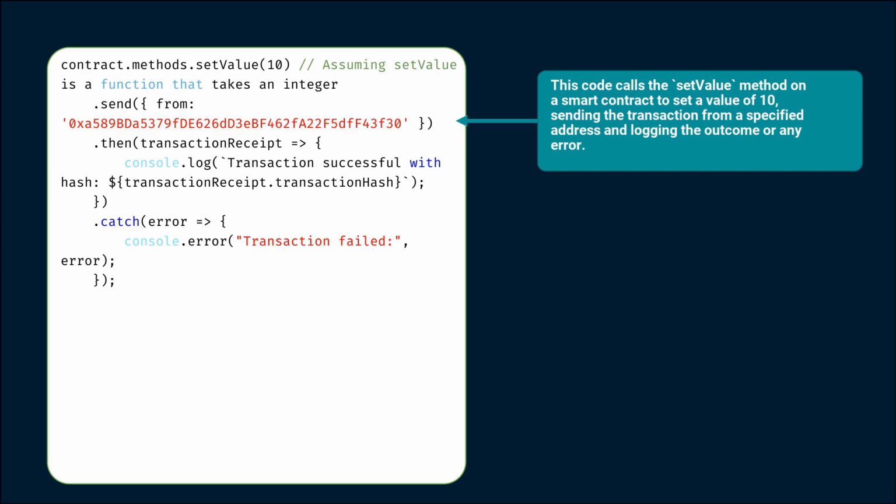After the transaction is sent, we handle the promise returned by the send method. If the transaction is successful, we log the transaction receipt to the console, including the transaction hash, which is crucial for tracking and confirming the transaction on the blockchain. In contrast, if an error occurs, it will be caught in the catch block, allowing for effective error handling and feedback to the user.